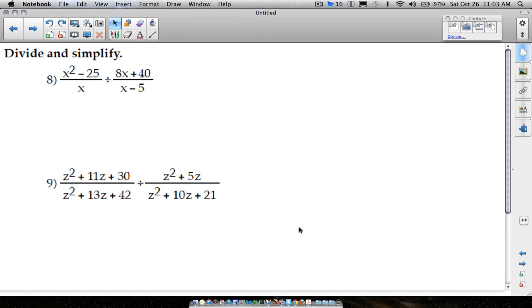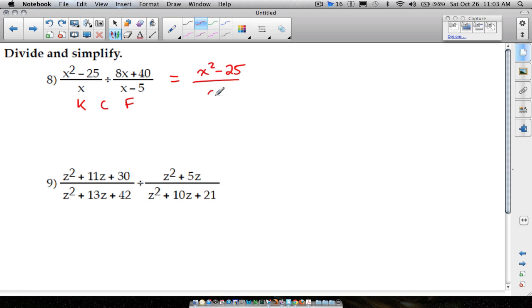All right, numbers 8 and 9. Very similar approach to the multiplication problems we just did, as long as you remember to keep, change, and flip. When you divide by a fraction, you change this operation to multiplication and you flip that fraction. It's also called multiplying by the reciprocal. So I'm going to do that first. X squared minus 25 over x times, so we keep that. We change our division to multiplication, and then you flip this rational expression right here. So we have x minus 5 over 8x plus 40.